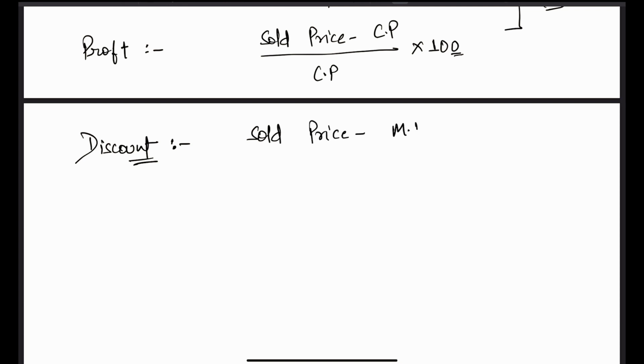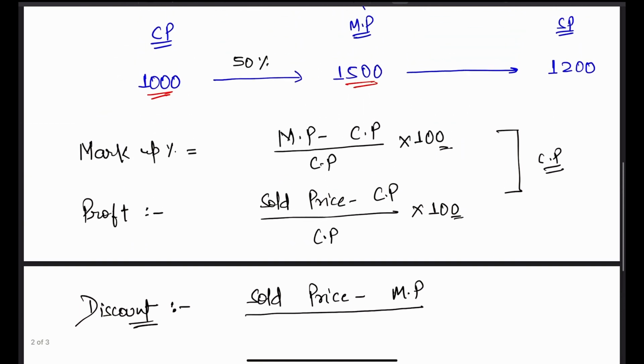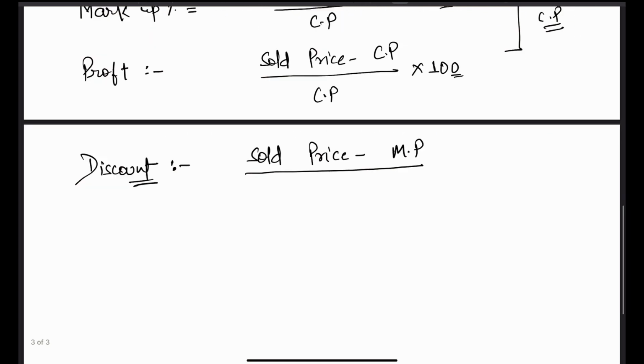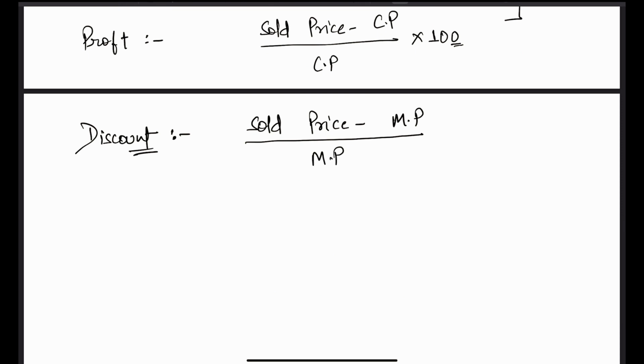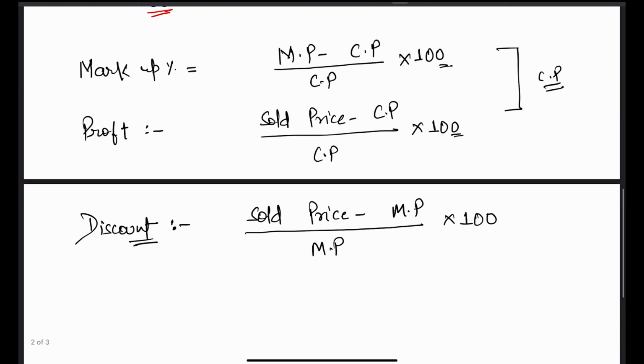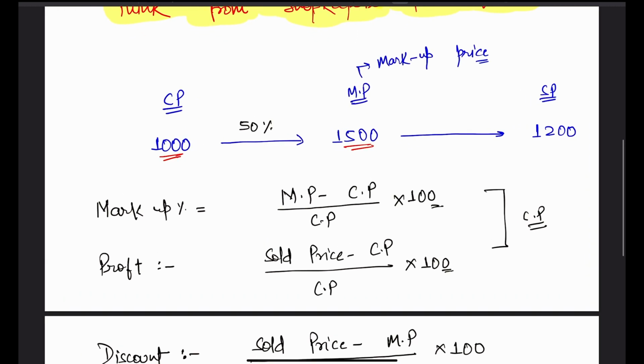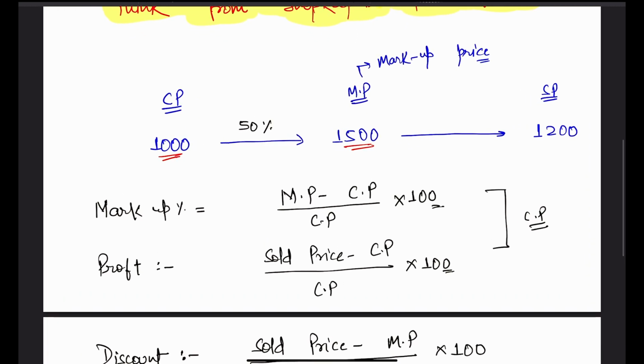sold price minus market price upon market price, into 100. So these are the three important things, and I will try to accommodate.